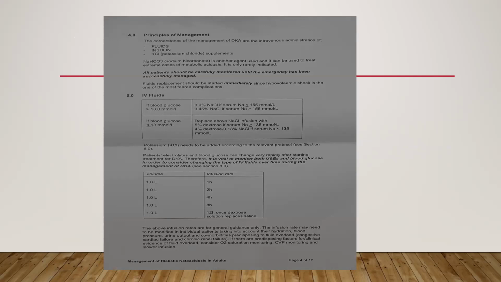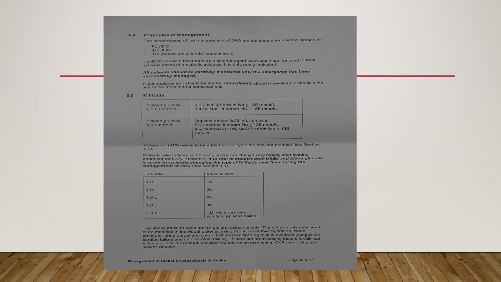So the principle of management, as you know, is fluid, insulin, and potassium chloride. In terms of fluids, if blood glucose is more than 13 millimole per liter, we are going to give 0.9% normal saline. And if the blood glucose is 13 millimole or less, we are going to give 5% dextrose.